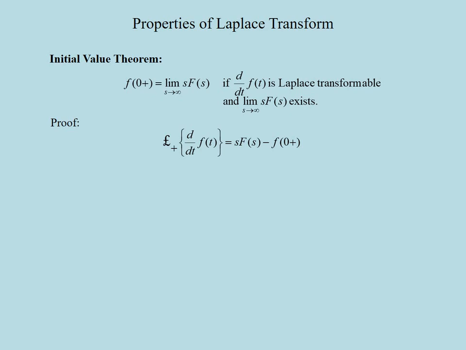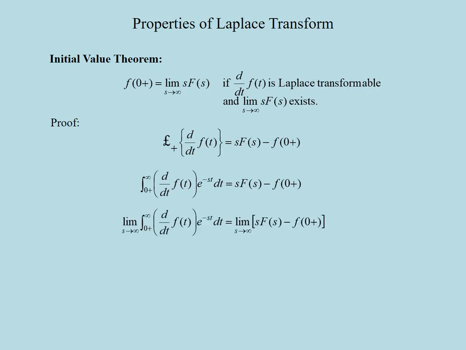This time we use the Laplace transform and replace it with the Laplace integral. We take the limits of both sides as s goes to infinity. Note that the integration interval is from 0 plus to infinity. So in this interval, t is never equal to but always greater than 0. Therefore, as s goes to infinity, e to the minus st will evaluate to 0. Reducing the left-hand side of the equation to 0 and rearranging the terms, we obtain the initial value theorem.